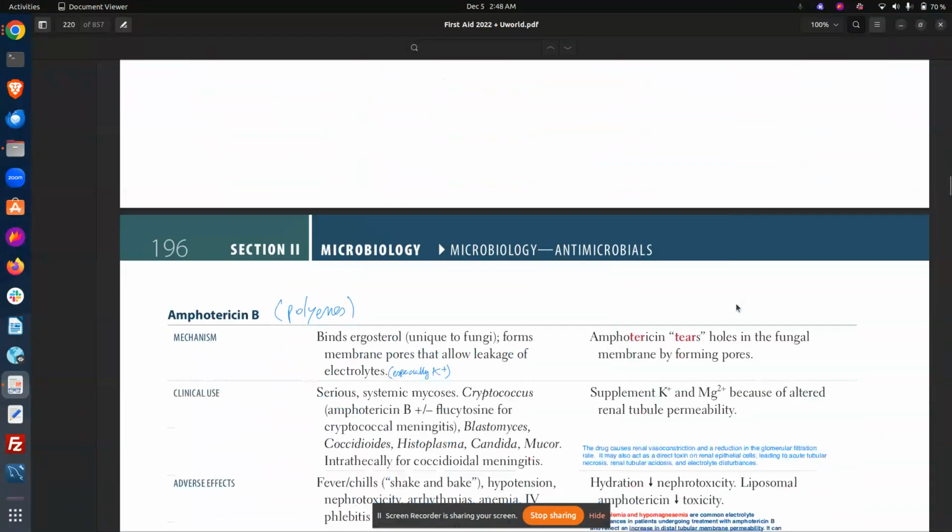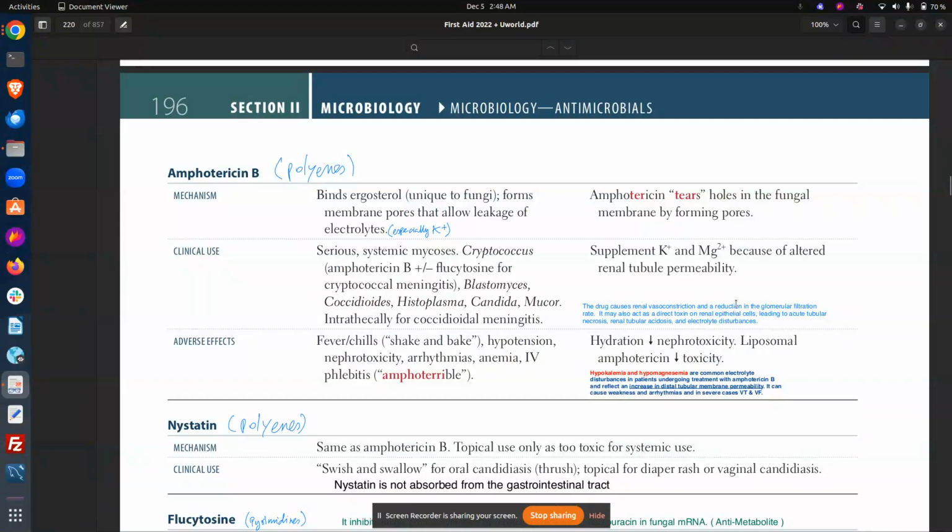First, we'll talk about amphotericin B, and then we'll talk about nystatin. So amphotericin B binds to ergosterol. Ergosterol is a unique component of the fungal cell membrane, and they form membrane pores that allow leakage of electrolytes. Okay, so the clinical uses: they are used for serious systemic fungal infections.